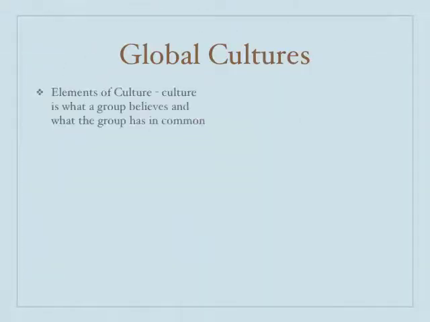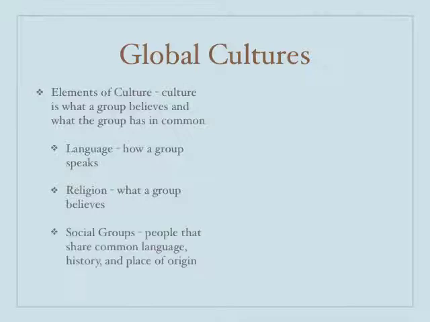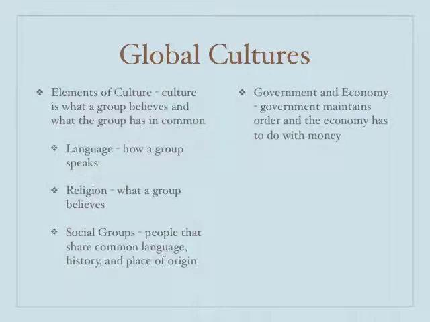Global cultures, elements of culture. Culture is what groups believe and what the group has in common. So language, how a group speaks. Religion, what a group believes. Social groups, people that share common language. History and place of origin. Government and economy. Government maintains order, and economy has to do with money. So when you hear the word economics or economy, it's making money for the country, for the people, for individuals.